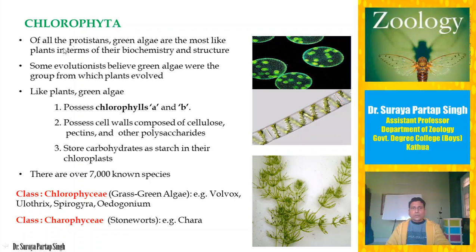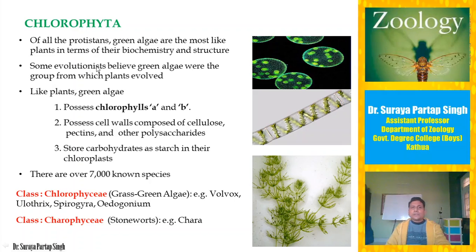First of all, I would like to discuss something about its name. Chlorophyta: Chloro means color or green colored, and phyta means plant-like. In Chlorophyta, the main pigment is the green colored pigment, that is the chlorophyll. Because of that, these are called the green algae, and they are the most like the plants in terms of biochemistry and structures.